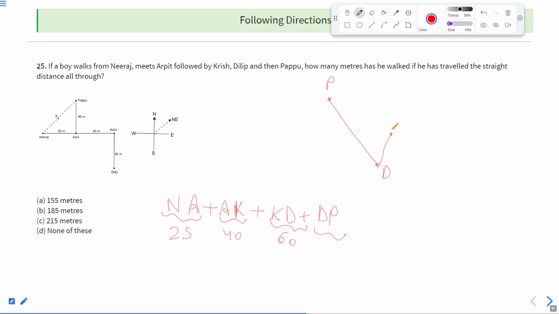Dilip to Krish is 60. Krish to Arpit, which is below Dilip, is 40. Therefore, this is 90, Arpit to Pappu. Therefore, if we draw a line parallel, connecting Pappu and Krish, this line and this line would be equal, so this must be 90. Therefore, let's take this point x.